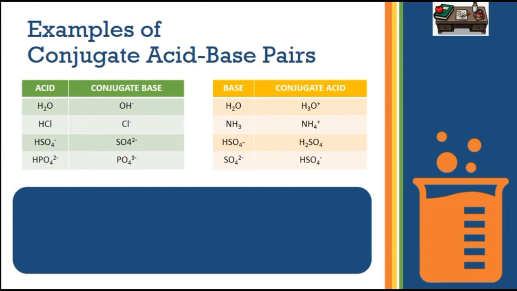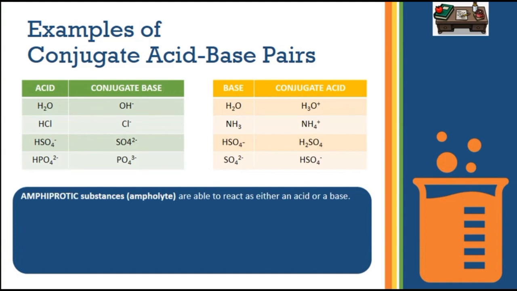The NH3, when it accepts a hydrogen, becomes the ammonium cation. And the HSO4 minus, when it accepts an H+ ion, becomes sulfuric acid. There we have the chemical formula for sulfuric acid. You may remember sulfuric acid is known as battery acid. That's the acid they put in a car's battery. Sulfuric acid, H2SO4. And the SO4 2 minus ion, when it accepts a proton, becomes HSO4 minus. We've seen that on the left-hand side. So there we have conjugate acid-base pairs.